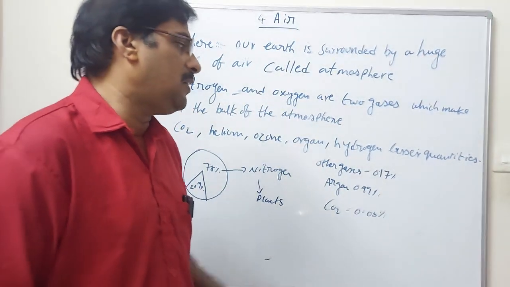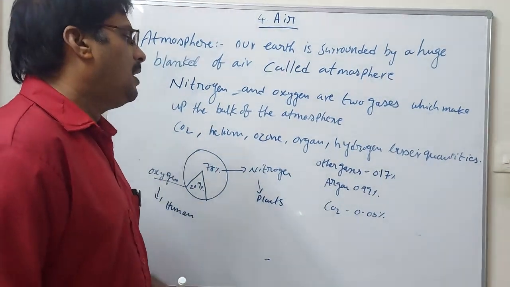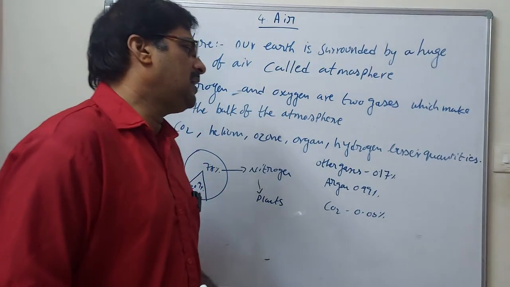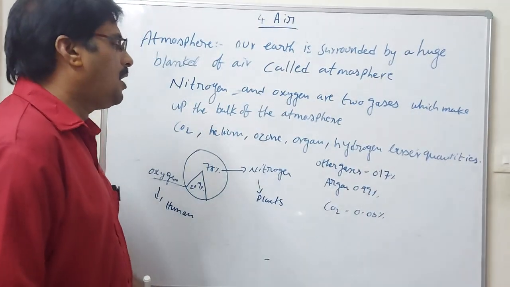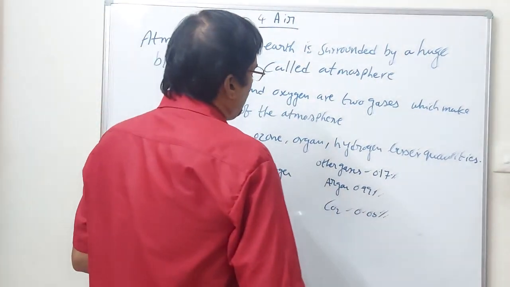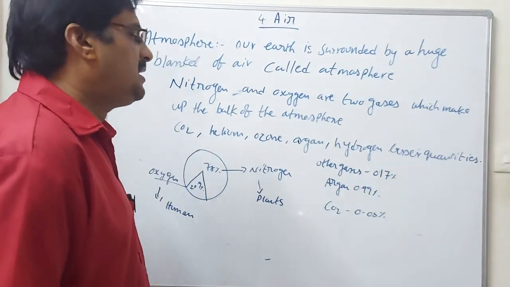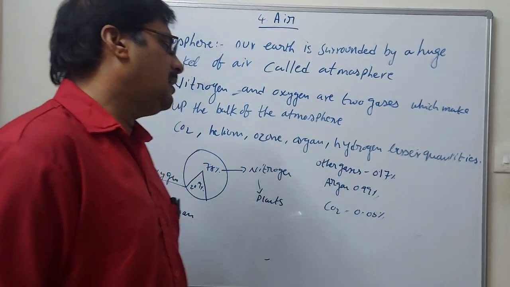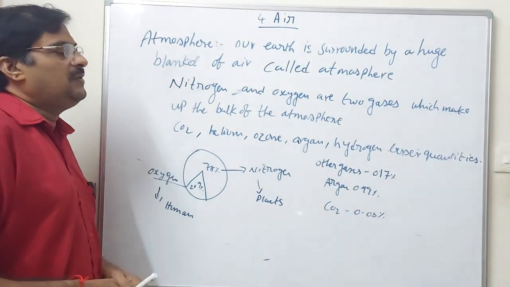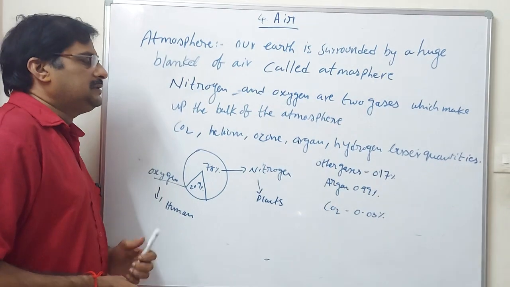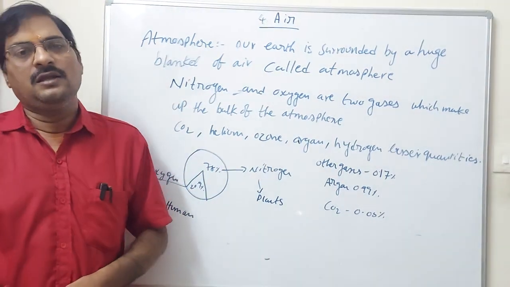Other gases like ozone and hydrogen make up only 0.17 percent, argon is 0.99 percent, and CO2 is 0.03 percent. So according to all these percentages, the important thing that gives life to humans is in the air only.